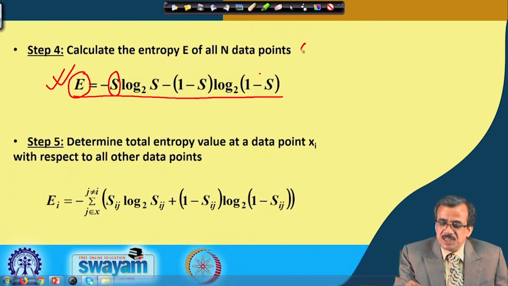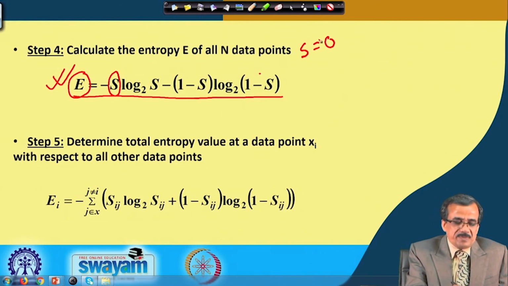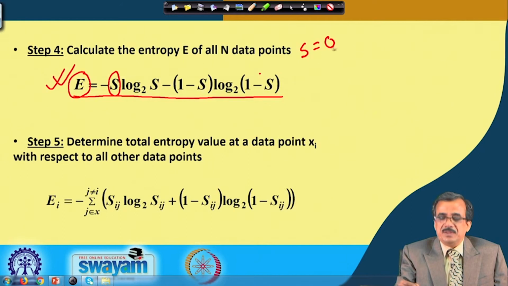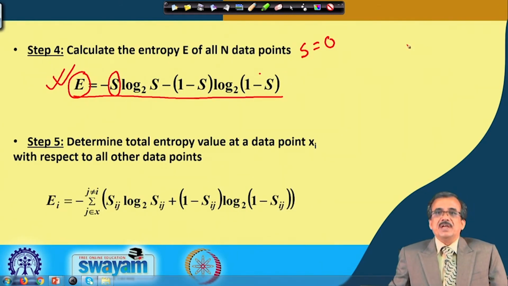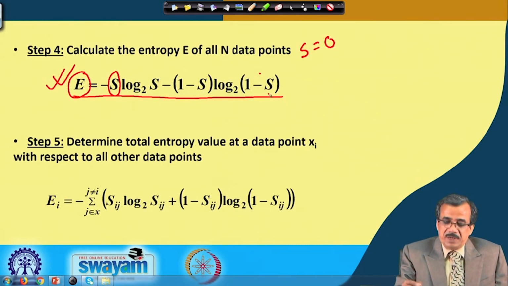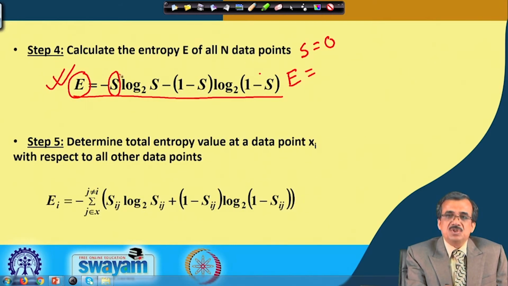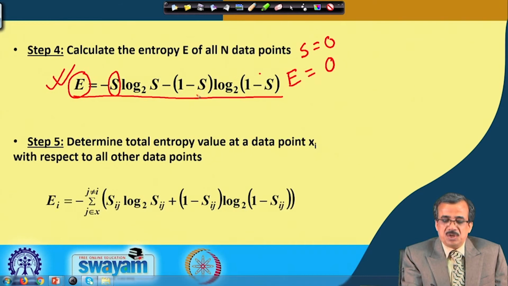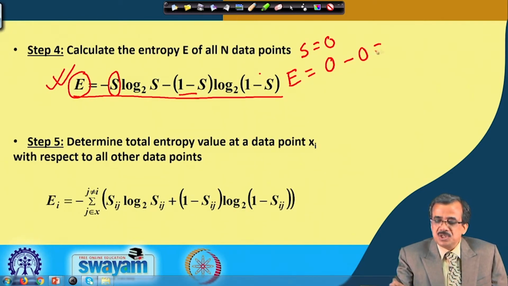Now, let me assume that S is equal to 0. If S is equal to 0, that means the similarity equals 0, that means the distance between the 2 points is very high, and the 2 points are too far. Let us see what happens to the entropy using this expression. Now, if S is equal to 0, E is nothing but minus, and I am going to put S equals 0 here. Log 0 is not defined, so it is undefined, but it is multiplied by 0, so its contribution will actually be 0. Then comes minus 1 minus S. So, S equals 0, I will get 1 here, then log base 2 of 1, and log base 2 of 1 is once again equal to 0. So, I will get 0. So, this is nothing but 0.